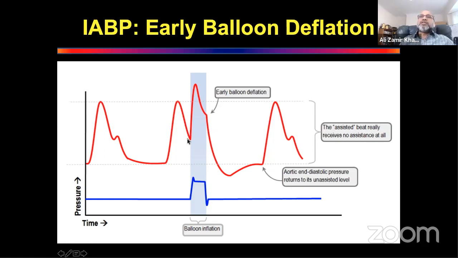You are managing to push more blood into the coronaries, no doubt about it. When you inflated, you're definitely pushing more blood into the coronary circulation. You're definitely putting more blood into the cerebral circulation. But the advantage of the lower aortic end diastolic pressure, the increased myocardial oxygenation and the decrease in the end diastolic pressure is not achieved. So the heart is receiving no benefit whatsoever. So the deflation is also not a good thing. If you deflate too early, that's not good for the patient, okay?